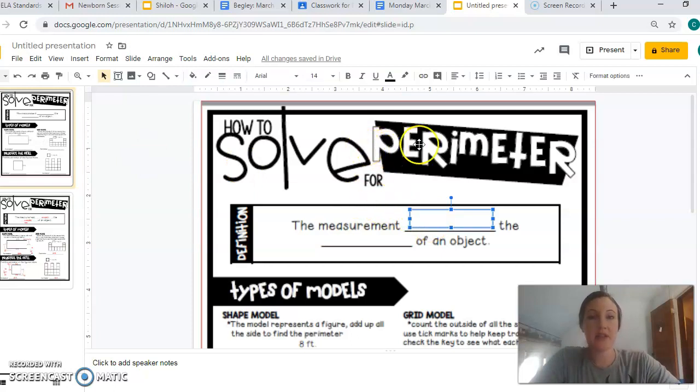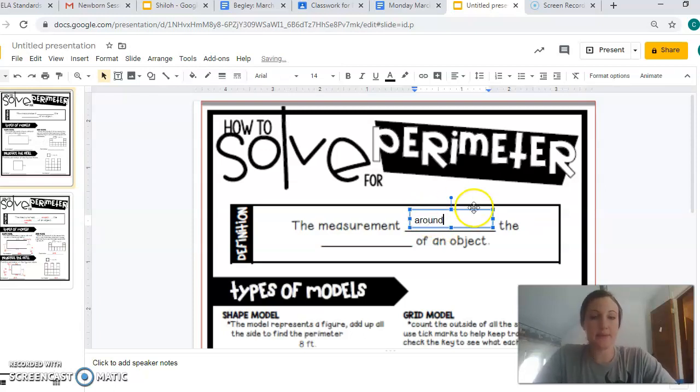So we're trying to discuss perimeter. What is it? The first thing we need is the definition. The measurement blank, the blank of an object. So the measurement around, so I'm going to click on the text box and write around. Now, to make it easier for me to grade, I'm going to have you highlight it, come up here to the text color and change it to red.